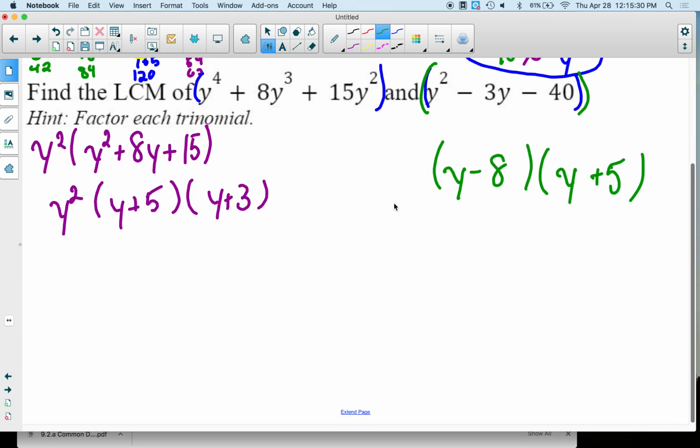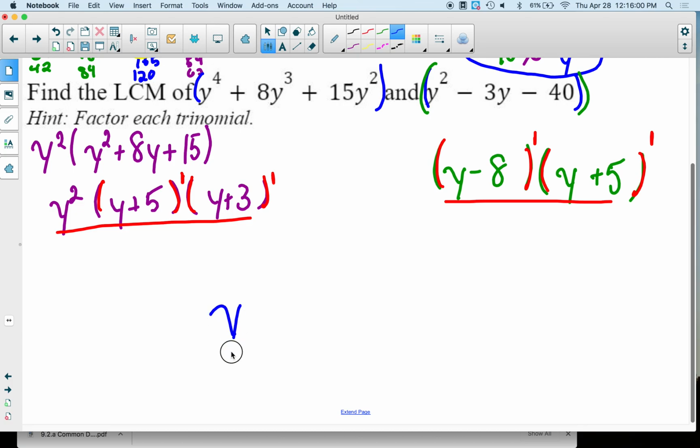Okay. And so now looking at this expression in factored form and this expression in factored form, we want to write their least common multiple. So we're going to take each factor and write it as many times as needed. This y squared has an exponent of 2. This y plus 5 has an exponent of 1. This y plus 3 has an exponent of 1. This y minus 8 has an exponent of 1. This y plus 5 has an exponent of 1. So we're going to mix those together.